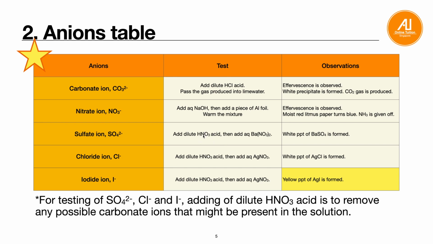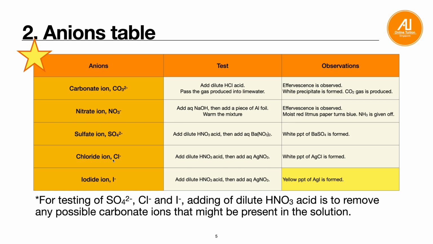Because if you do not add any acid and you just add aqueous barium nitrate, you get a white PPT, right? This white PPT might be barium carbonate. Okay, it can't tell you for sure that it must be barium sulfate. It might be barium carbonate. So how do we eliminate the possibility of carbonate? So you have to add nitric acid. So once the nitric acid will react with your carbonate to form CO2, okay, it will be no longer in the solution. Then if you add aqueous barium nitrate and you really still get a white precipitate, right, means this white PPT must be barium sulfate.